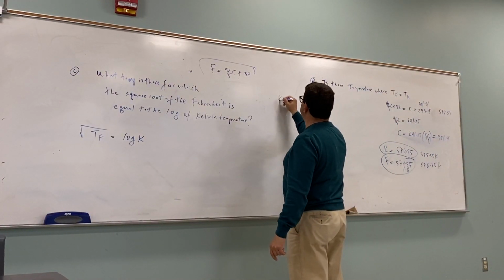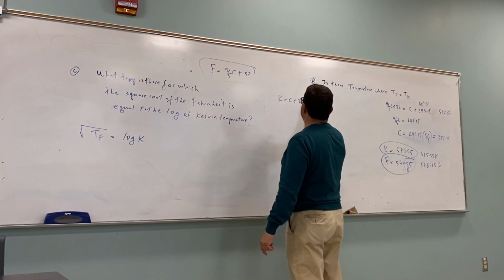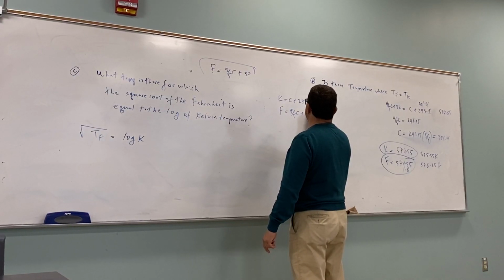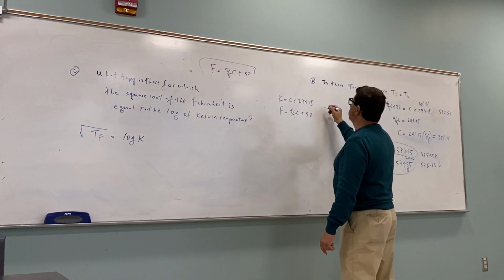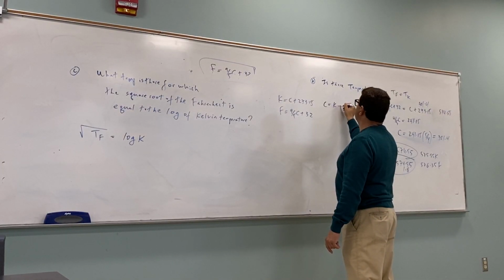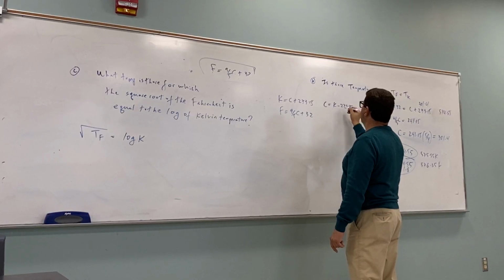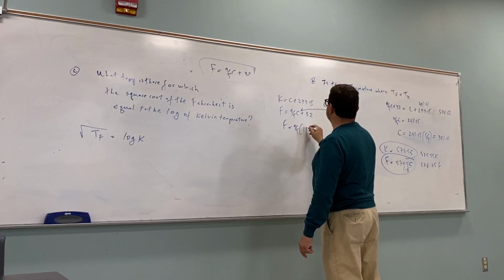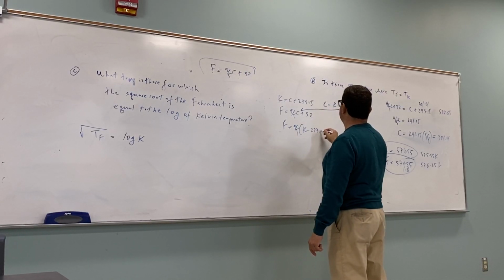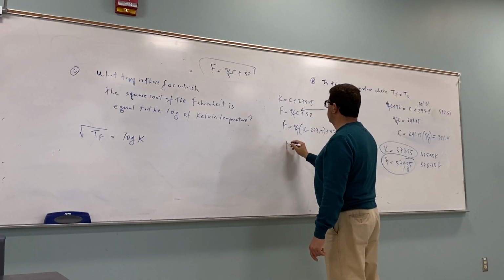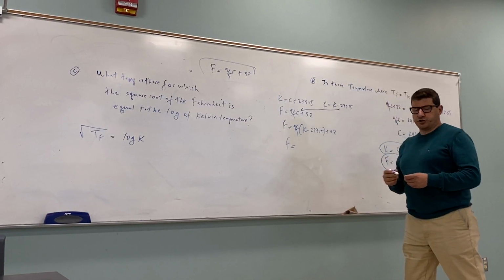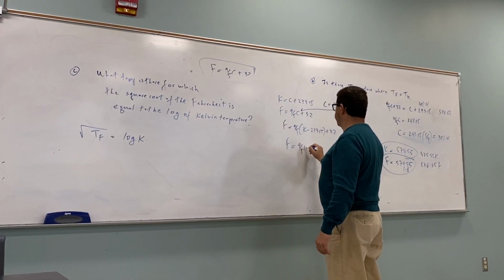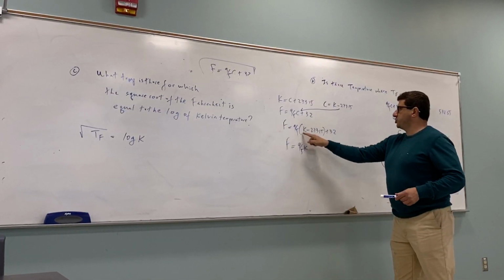I could say Kelvin is Celsius plus 273.15. Fahrenheit is 9/5 Celsius plus 32. I could say Celsius equals Kelvin minus 273.15. Put it here. Fahrenheit is 9/5 times Kelvin minus 273.15, plus 32. So now I have a straight up conversion between Fahrenheit and Kelvin. 9/5 Kelvin, and then distribute this in.